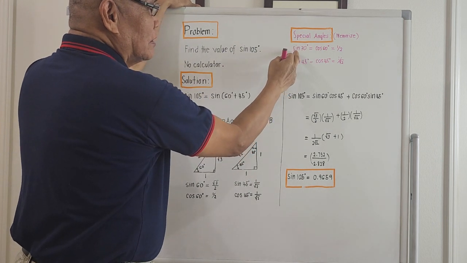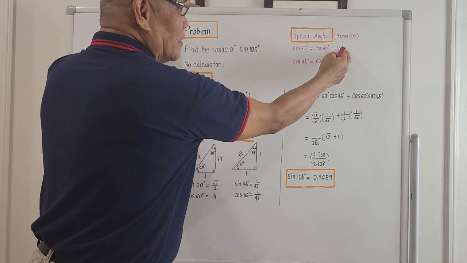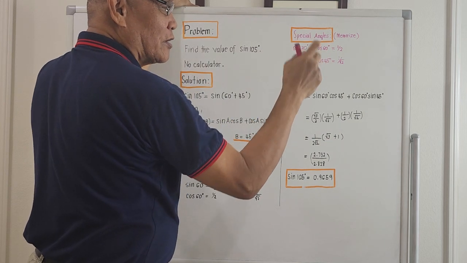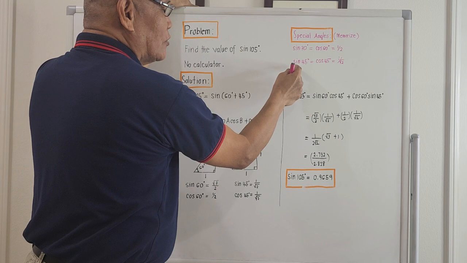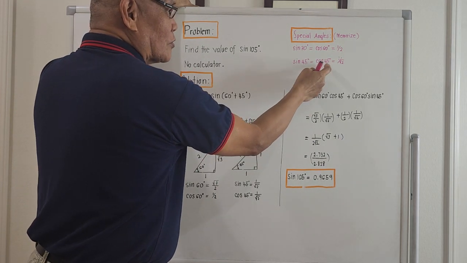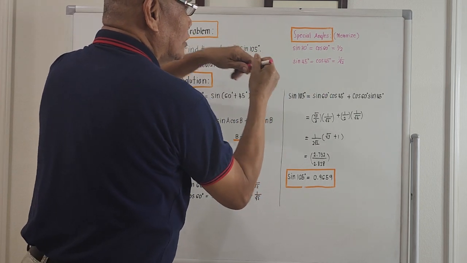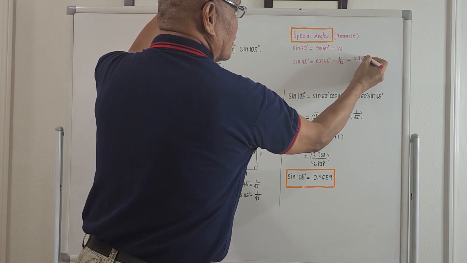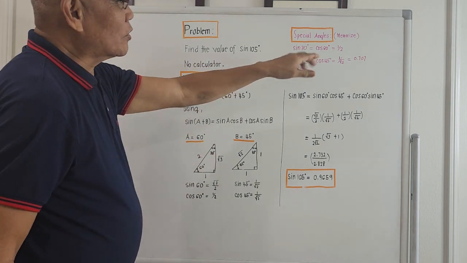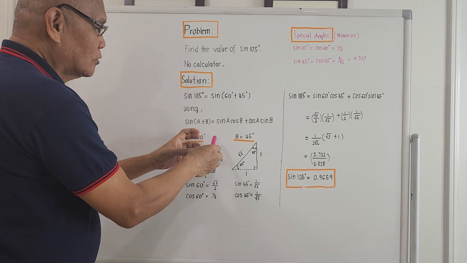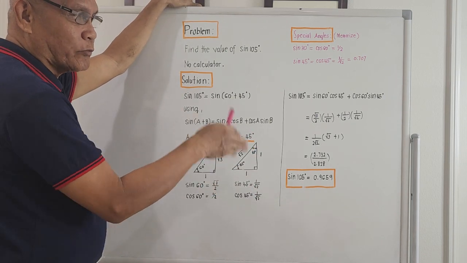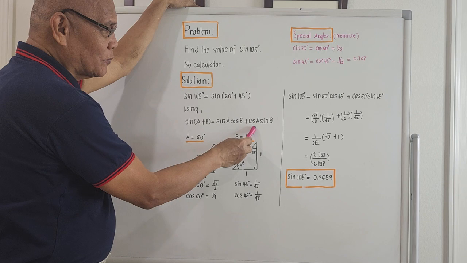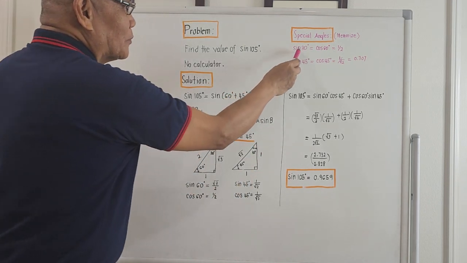For special angles, the sine of 30 and cosine of 60 is 1/2. You should memorize this one. Sine of 30 degrees and cosine of 60 degrees are the same, and the value is 1/2. And sine of 45 degrees and cosine of 45 degrees is 1 over square root of 2, which is 0.707. From these memorized values, we could draw the two right triangles and bring out the needed values for sine A, cosine B, cosine A, and sine B.